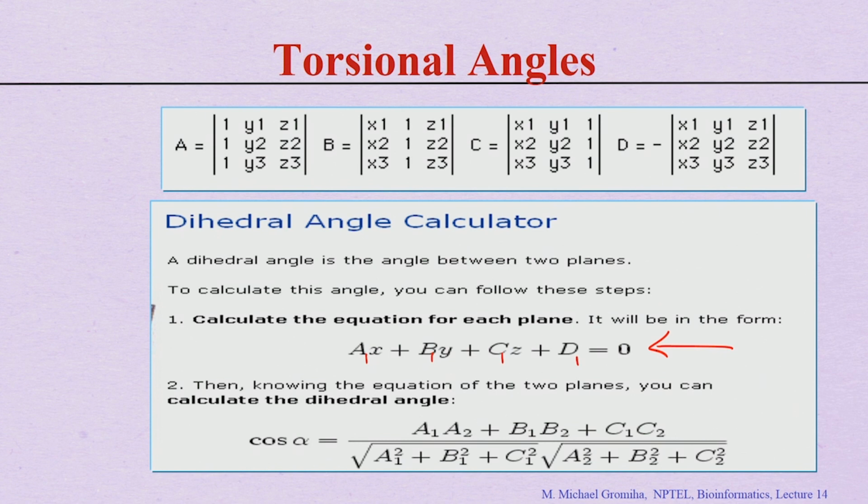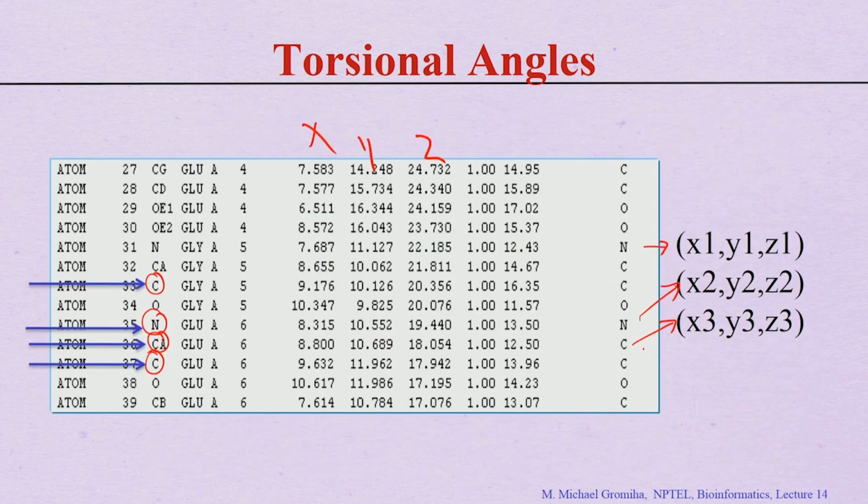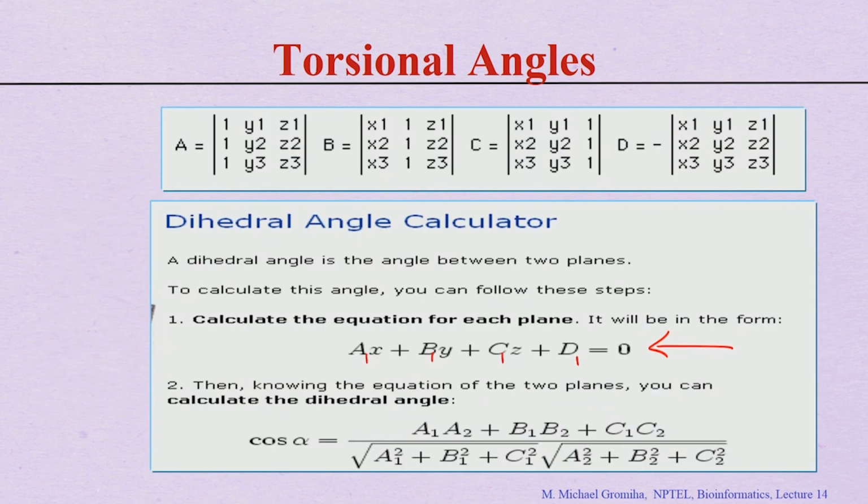Then go for plane 2. What other 3 atoms do you need to consider? We take these as 1, 2, 3. Take these 3 coordinates and use the same equation, and you can calculate the equation of the plane, a2x plus b2y plus c2z plus d2 equal to 0. Now, you can calculate the dihedral angle using these 2 equations: cos alpha equal to a1a2 plus b1b2 plus c1c2 divided by the square root of the product of the magnitudes. If you get this, then alpha is cos inverse of the quantity, and that gives you the dihedral angle.